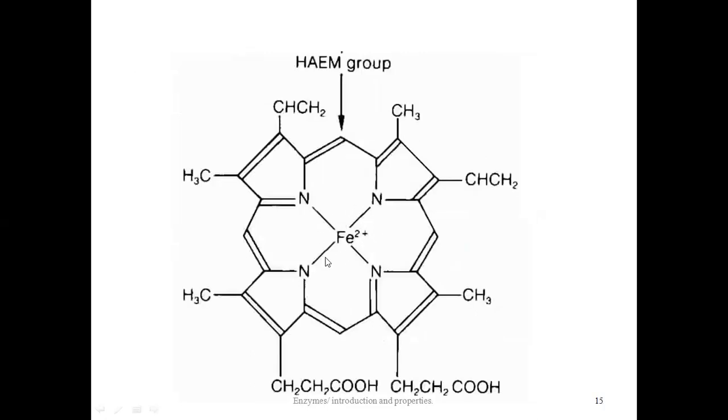Now look at this. This is the iron, which is attached in the head of the hemoglobin. And in chloroplast, we have magnesium in this position. That is also very strongly and permanently bound. Magnesium in chlorophyll, and iron in hemoglobin. These are examples of prosthetic groups.